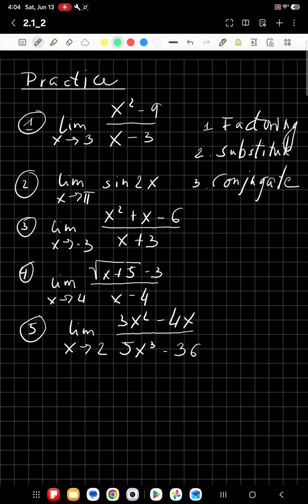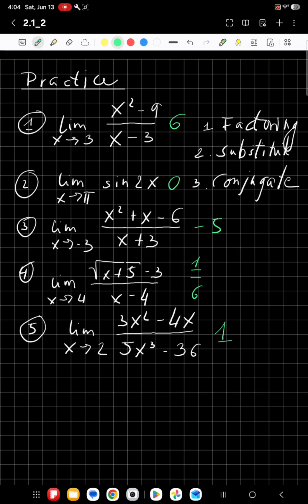And here are the solutions. So the first one is 6. The second one is 0. The third one I have negative 5. Number 4 I have 1/6. And number 5 I have 1. I hope these are correct. Yeah, fix this. Okay.